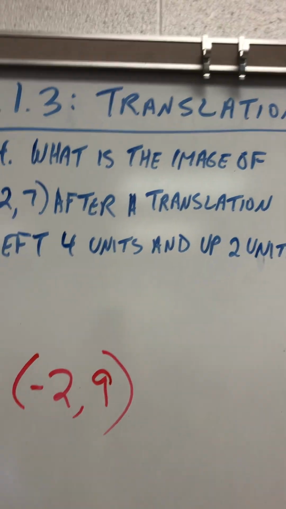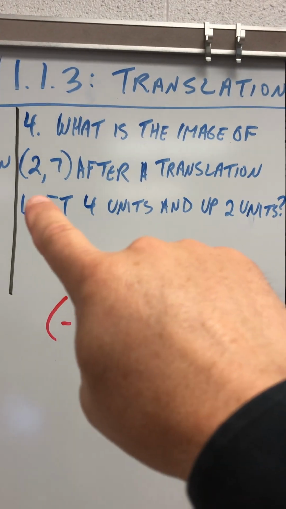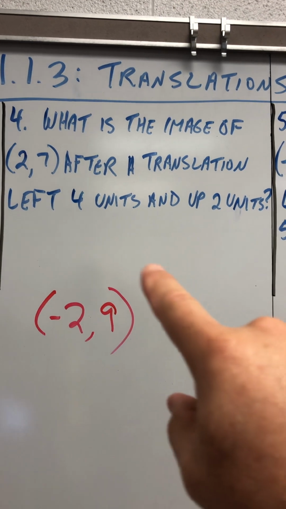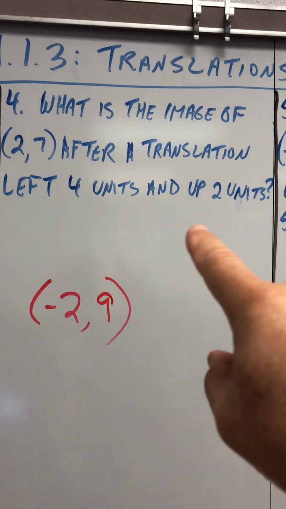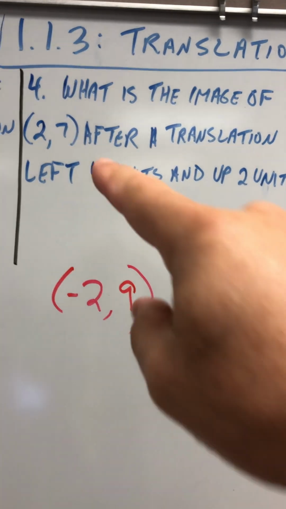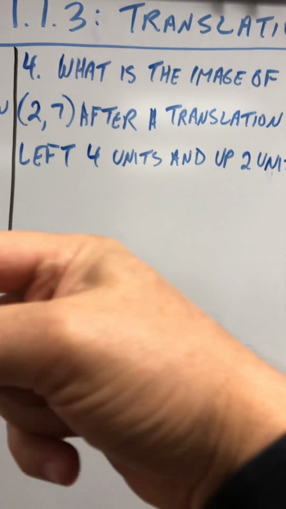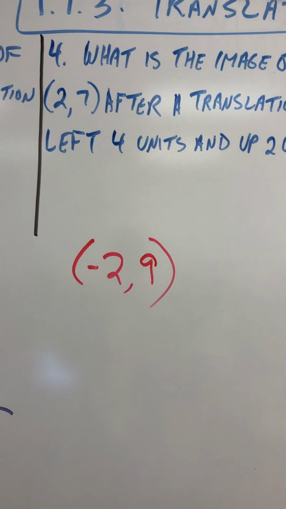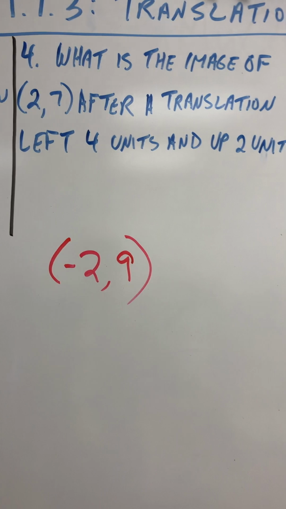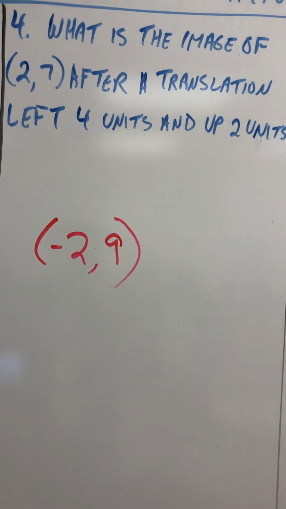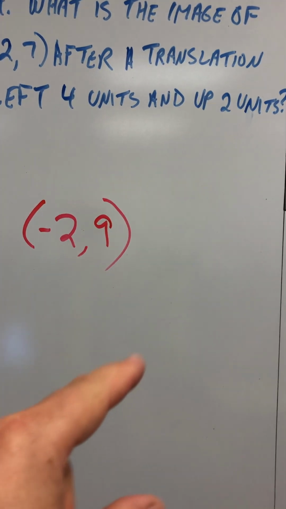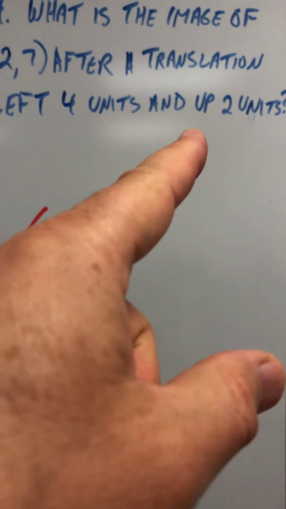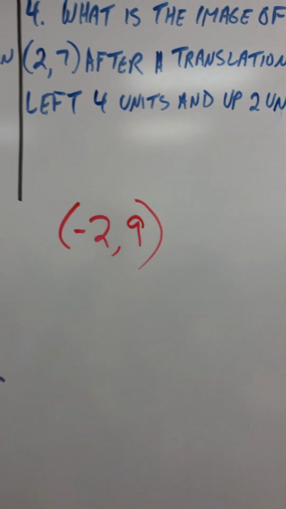What is the image of positive 2, 7 after a translation left 4 units and up 2 units? So going to the left in the negative direction, 4 units. 2 minus 4 would be negative 2. 7 up 2 units would be 9.